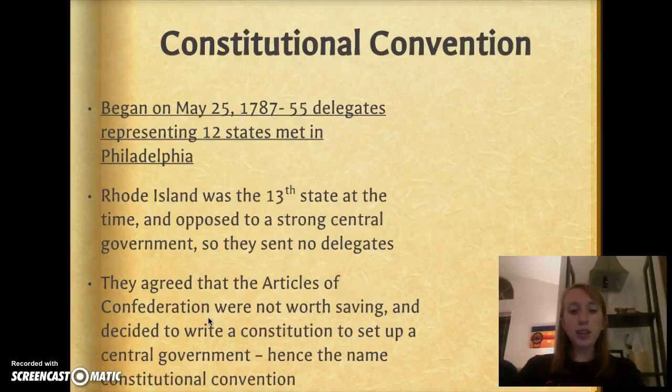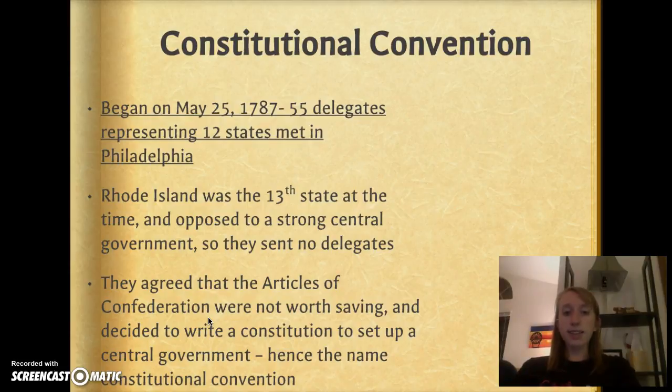Okay, so we're going to get started in this history part of the Constitutional Convention. It began on May 25th, 1787. 55 delegates head to Philadelphia. Essentially, the idea here is that they're going to go and they're going to edit the Articles of Confederation. They went to this convention not expecting to create an entirely new document. They simply went to change the document that was already there.